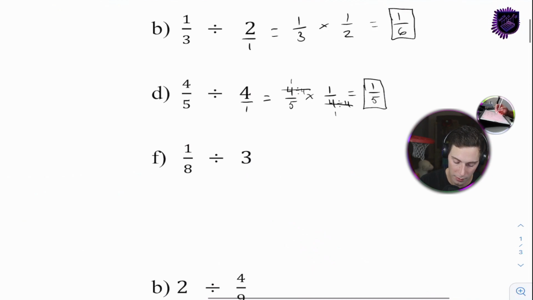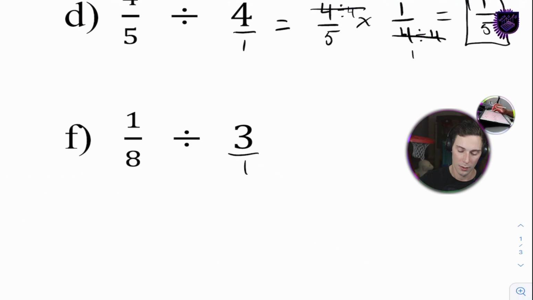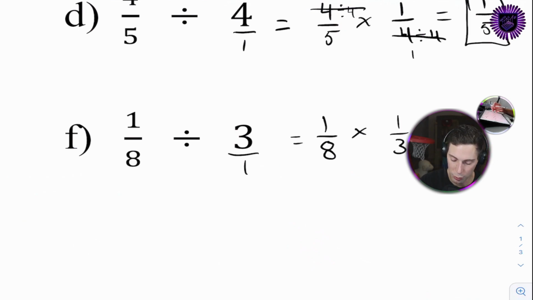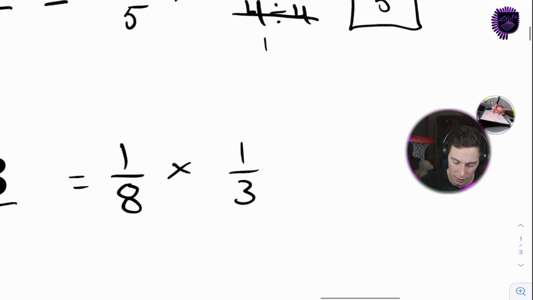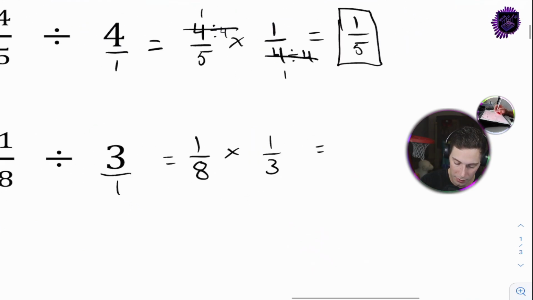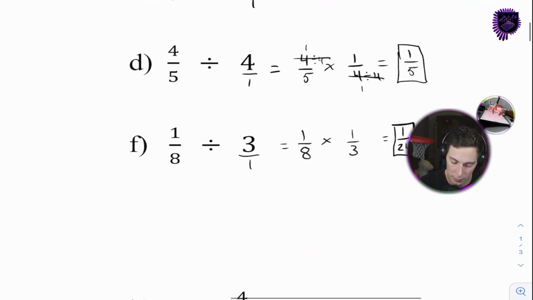E, F, 3/1. All right, keep it. This is going to be equal to 1/8 multiplied by 1/3. Can we pre-simplify, factoring anything out here? No. We're just left with simply multiplying across, which is going to equal 1/24. Holy smokes, 1/24. Okay. That's it.